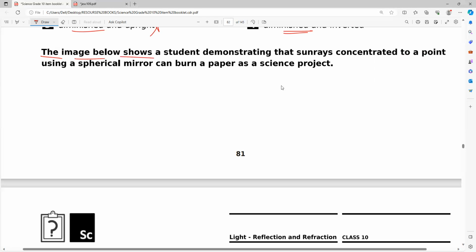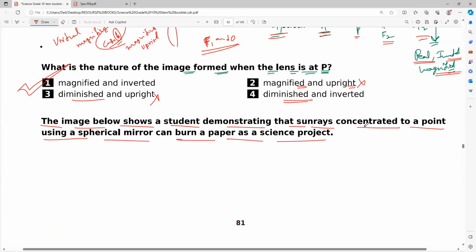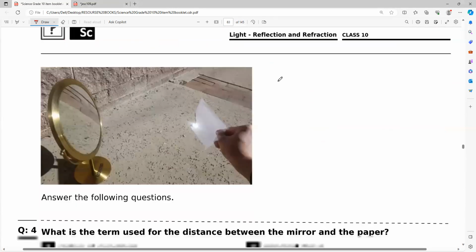Next. The image below shows a student demonstrating that sun rays concentrated to a point using a spherical mirror can burn a paper as a science project. So what is the mirror we can use to burn the paper? A concave mirror, a converging mirror. Or, if it is a lens, a convex lens.